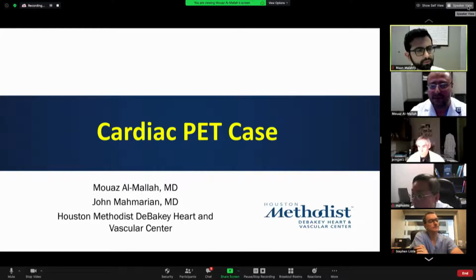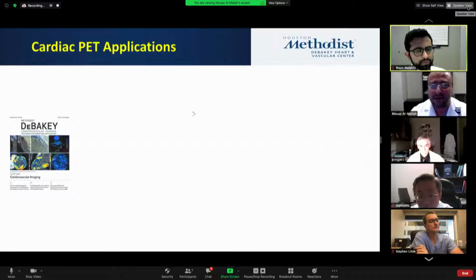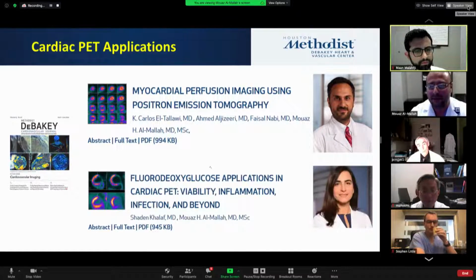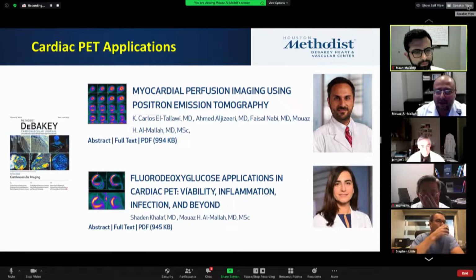So in this issue, we put in 2 articles written with the help of a couple of our fellows. The first one looked at coronary application of cardiac PET, specifically myocardial perfusion imaging, and the second one was looking at the non-coronary applications, mainly inflammation, infection, and others. So I'm going to show a couple of quick cases of both applications where we're using cardiac PET nowadays.